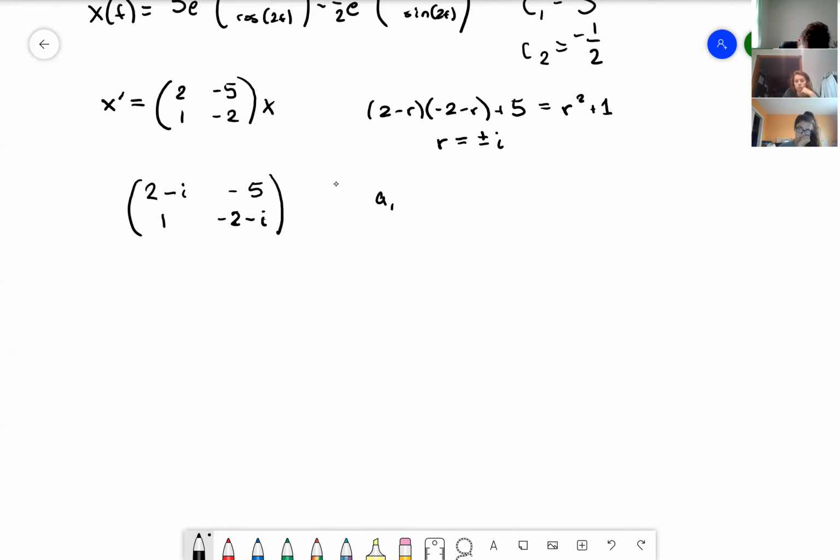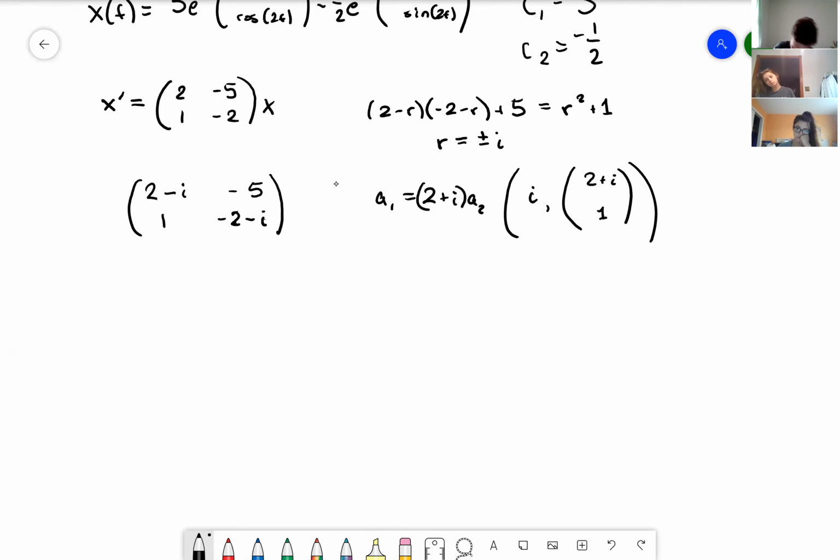We get a1 is equal to (2 plus i) a2. And we get as our eigenvector (2 plus i, 1). So the eigenvalue for this one was when we were subtracting away positive i from the diagonal. So this is our eigenpair, the eigenvalue and the eigenvector. And we get from this that I'm going to write the solution as x hat of t is equal to.